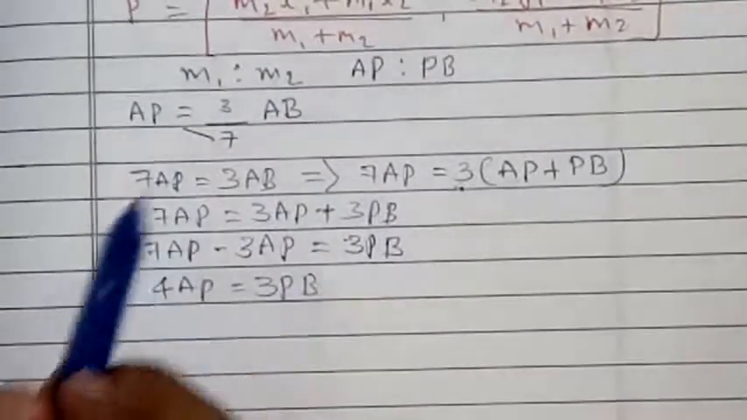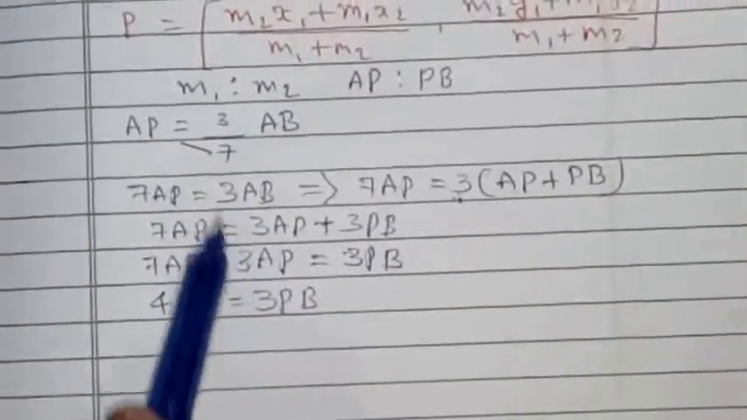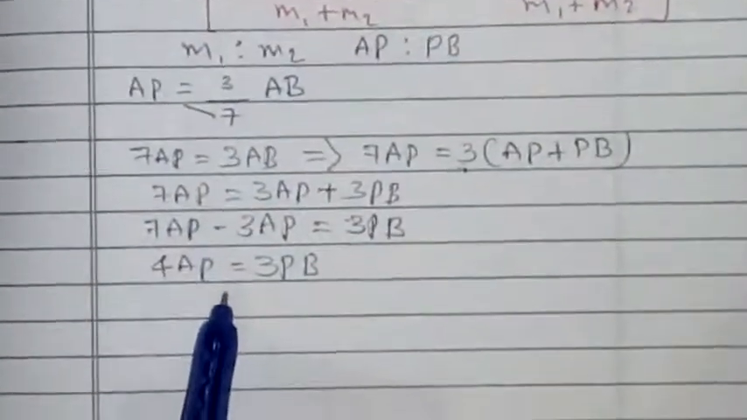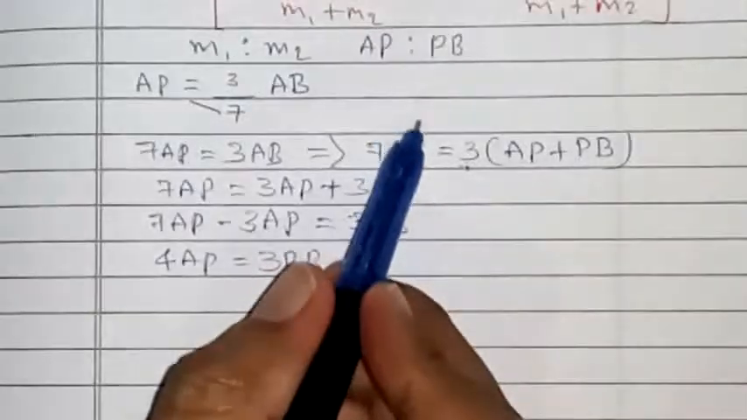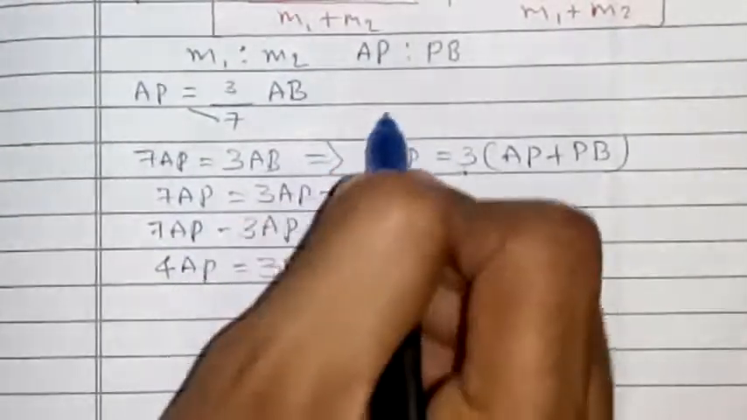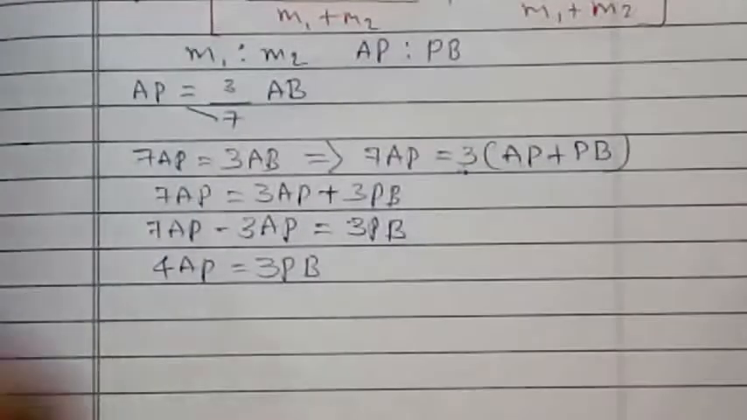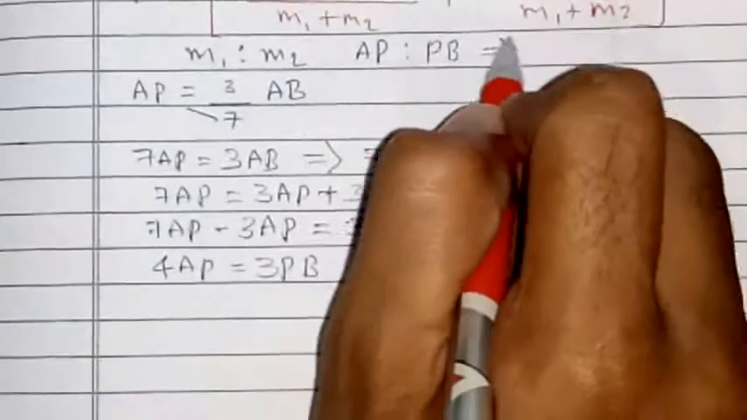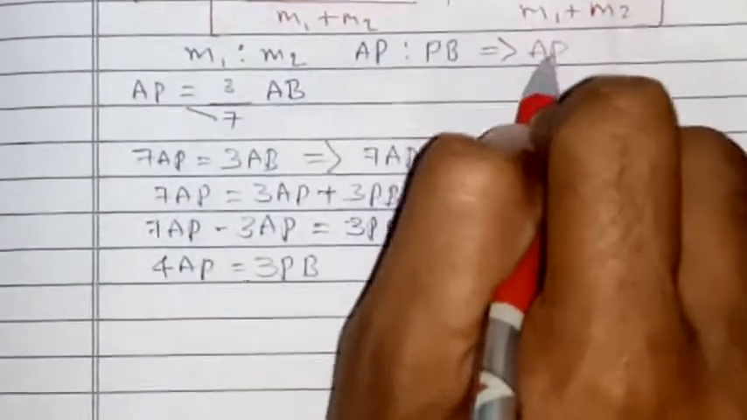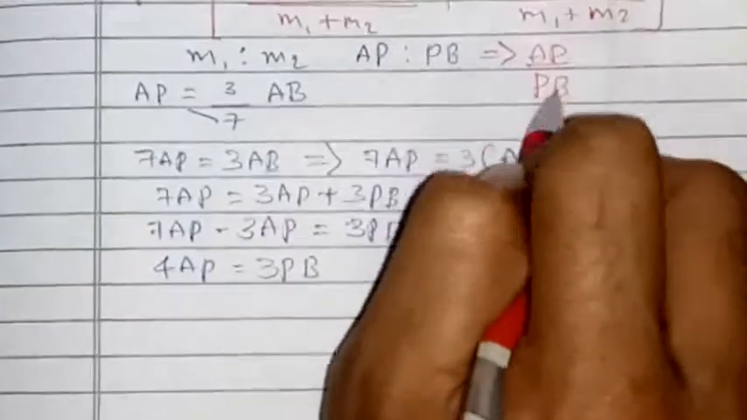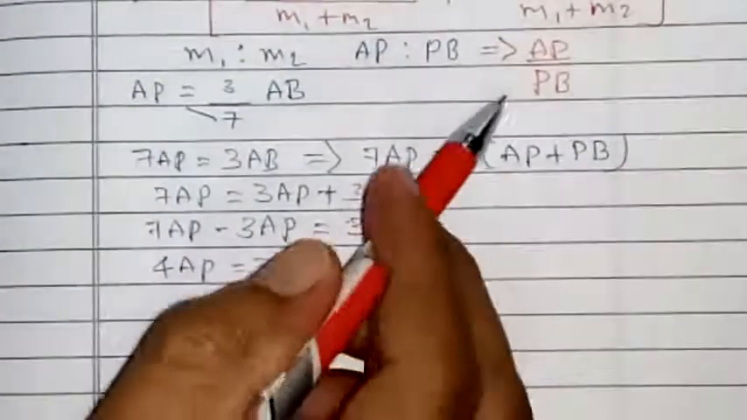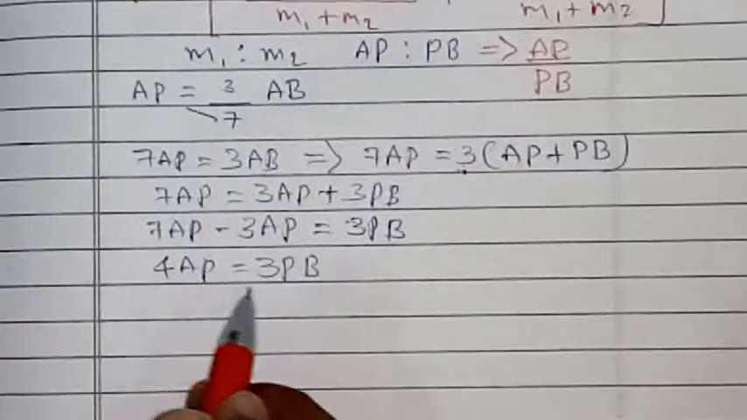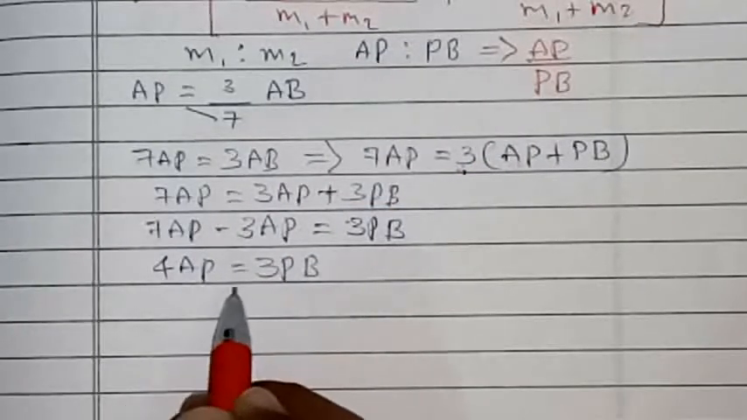Now why am I doing it like this? To find the ratio, 4AP equals 3PB. Now just observe here, this ratio can be written in the form of AP divided by PB. We need the ratio like this, AP divided by PB, so I'll convert this into AP divided by PB.